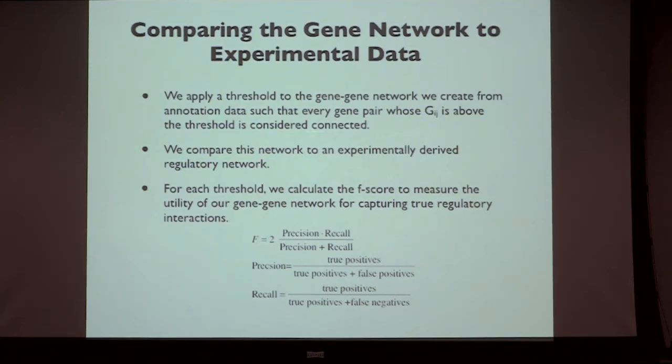Okay, so how do we compare this to experimental data? Well, we construct our matrix G, and then we apply a threshold to this gene-gene network that we've created from the annotation data, such that every gene pair whose Gij is above the threshold is considered connected. And then we compare this derived network for a certain threshold to the gold standard regulatory network. We do this for E. coli. And then for each threshold, we calculate what is called the F-score, to measure the utility of our gene-gene network for capturing true regulatory interactions.